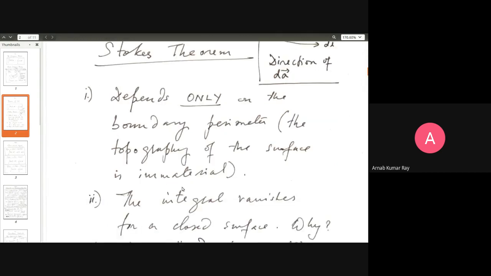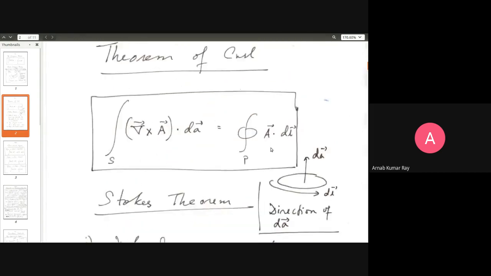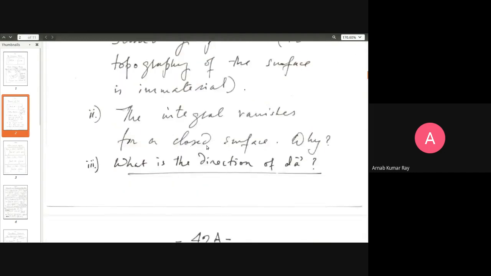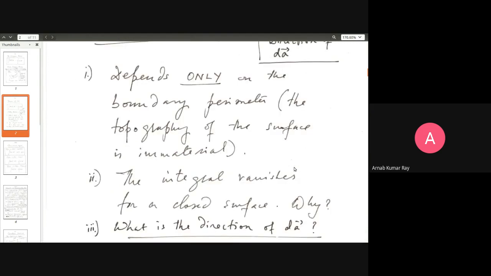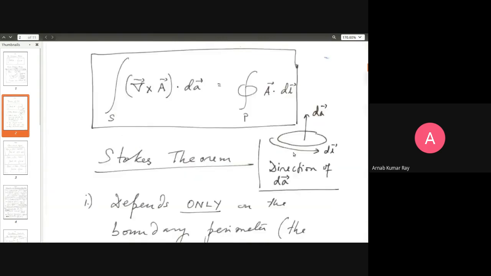So the integral will vanish. The right-hand side will become 0. So this integral will be equal to 0 over a closed surface. Why? I've just given you the answer. There is no perimeter. And then the last question is, what is the direction of dA? The direction of dA, you will say that, okay, if it's a closed surface, I'm fine.